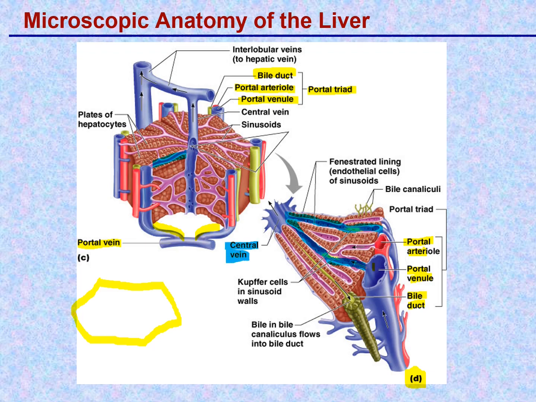And the hepatocytes process that blood. Among the many things they do through processing blood, they also produce bile at the same time. But you do not want bile mixing with the blood. And so the bile is produced between cords and flows back. It's secreted into this space here and goes back to the bile duct at the corner of each triad.